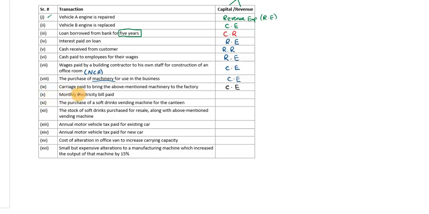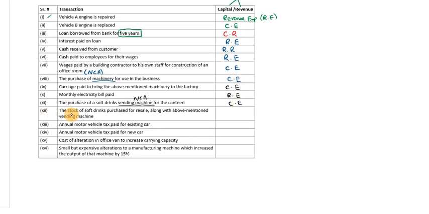10th one is monthly electricity bill paid. Electricity bill is a business operational expense, so this is revenue expenditure. 11th, the purchase of soft drink vending machine for the canteen. For the canteen, we purchase a soft drink vending machine. So that soft drink vending machine is a non-current asset. Any purchase of non-current asset will be capital expenditure.